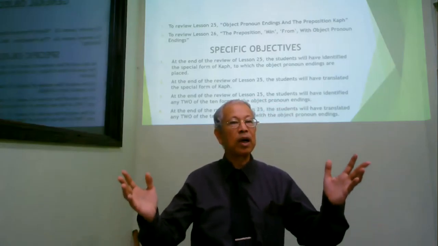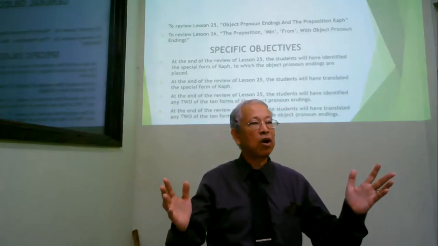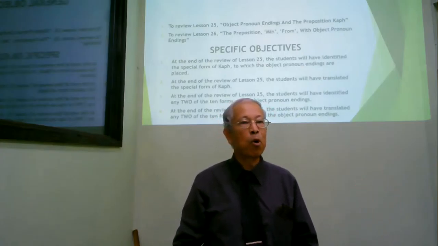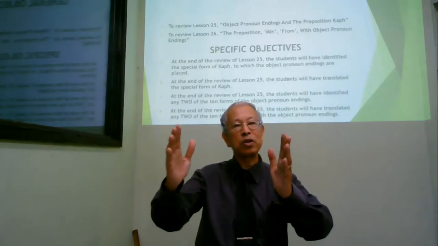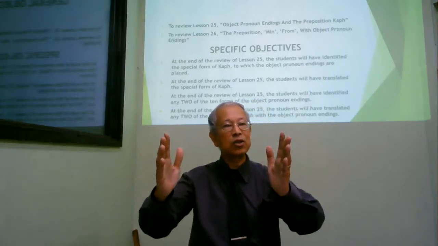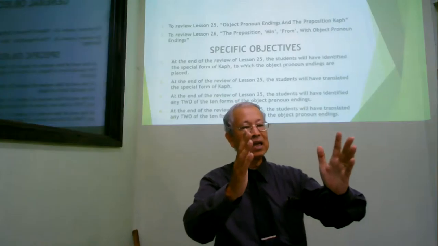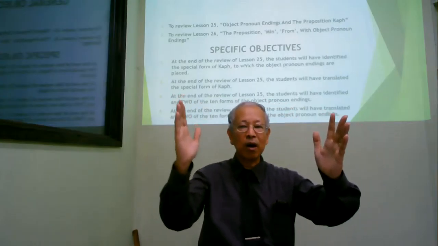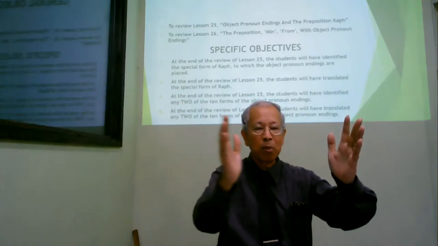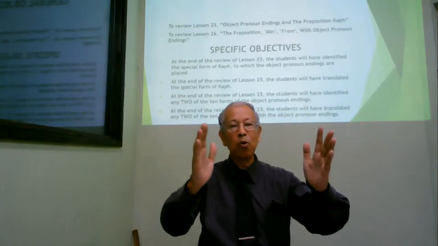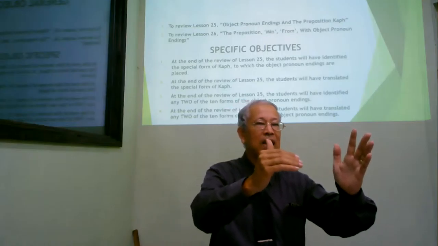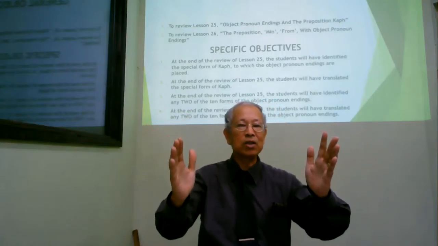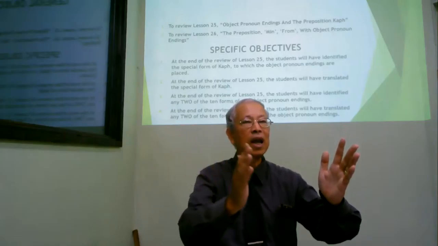For example, the first one, which is common to both masculine and feminine genders, is kamoni. Kamo is the main part, it is as or like, and the ending is ni, N-I. You join them together, kamoni. Well, kamo means as, and ni means me. So kamoni means as me, or like me.